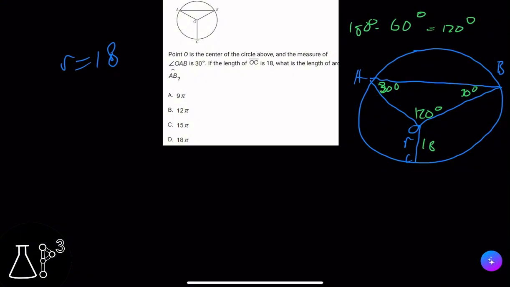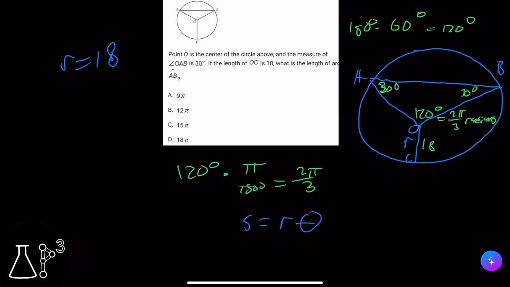And if we make that into radians, so 120 to radians, like we did in the previous questions, we would do 120 multiplied by pi divided by 180 degrees, which just equals 2 pi divided by 3 radians. So 120 in radians equals 2 pi divided by 3 radians. And that's important because it will help us to look for what we're looking for. So we're looking for the arc length of AB. And there's a formula to find the arc length, which is S equals the radius times the radians of the arc AB.